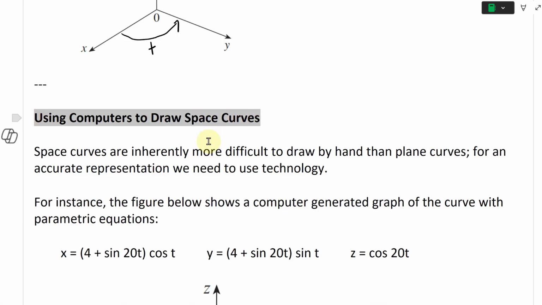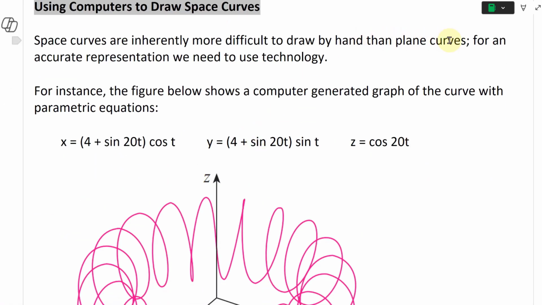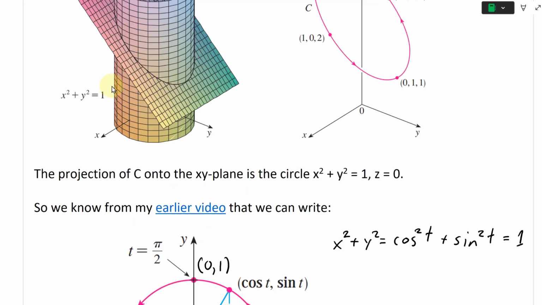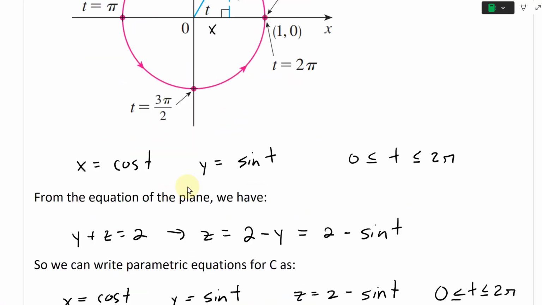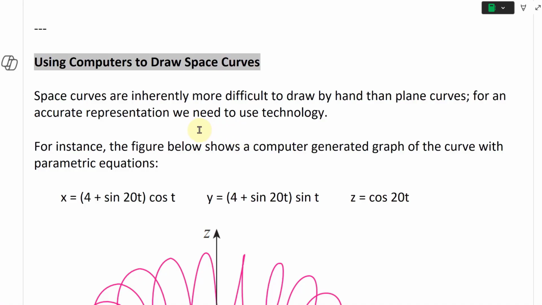Using computers to draw space curves. Space curves are inherently more difficult to draw by hand than plane curves. For an accurate representation, we need to use technology, and plane curves are pretty much on the same plane. Like this one here, that intersection right there is still on this plane. But now if you want to draw some advanced setups, we're going to need a computer. So we're going to need to use technology.